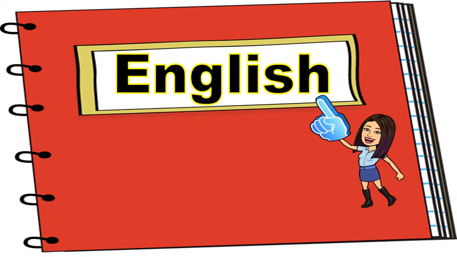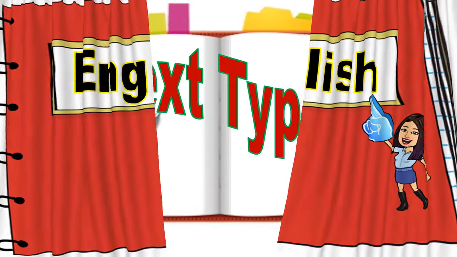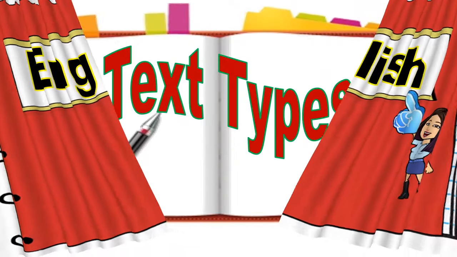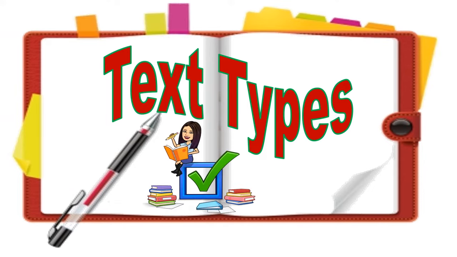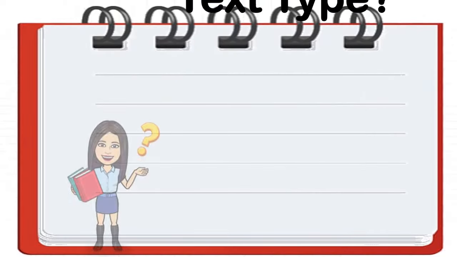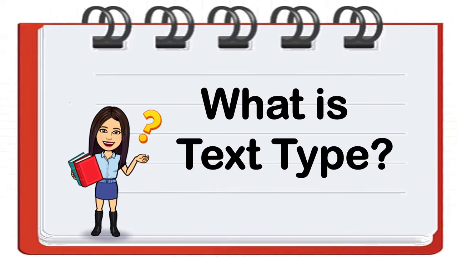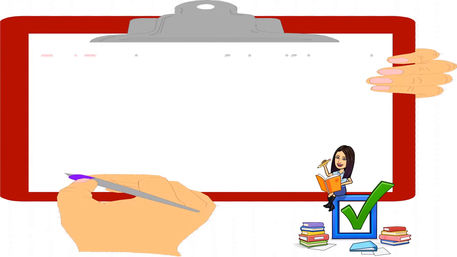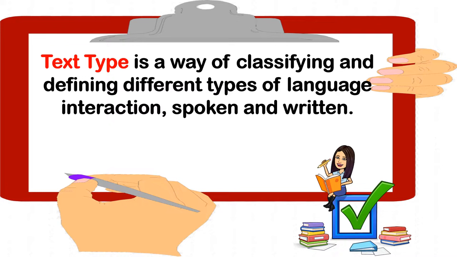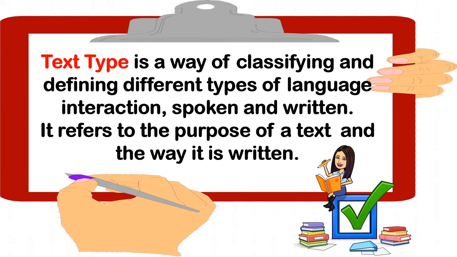English. Text types. What is text type? Text type is a way of classifying and defining different types of language interaction, spoken and written. It refers to the purpose of a text and the way it is written.